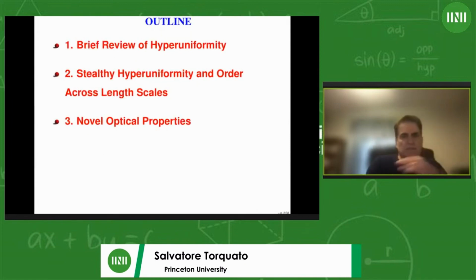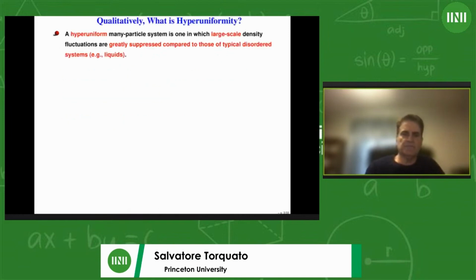So let me just tell you very quickly the outline of the talk. First, I'm going to give a very, very brief review of hyperuniformity. Then I'll tell you about the special class, Stealthy Hyperuniformity, and order across length scales. And then I'll get into the novel optical properties.